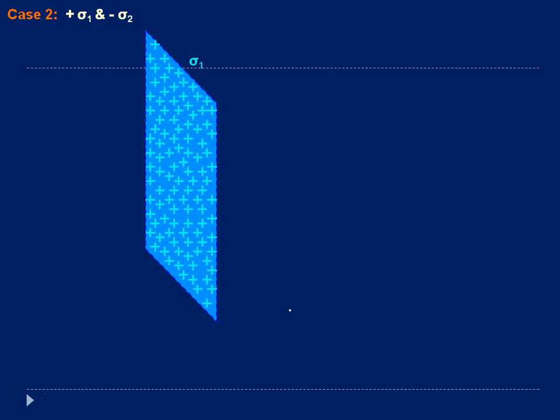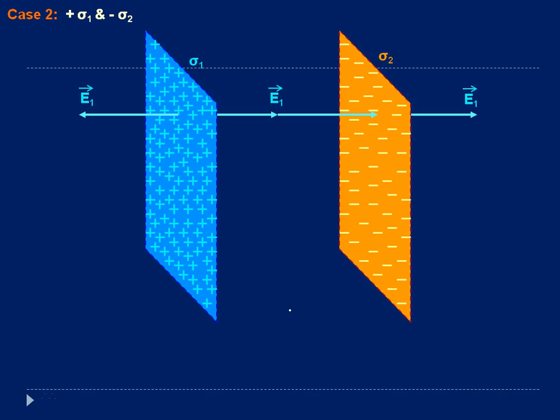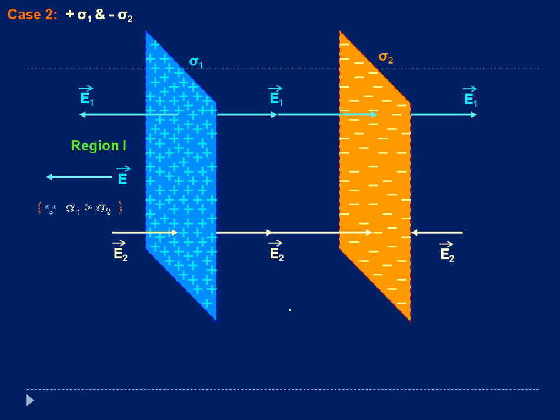Like this. If I say the next situation, this is plate 1, and this is the electric field due to plate 1, away from the plate. This is negative charge. All of you know the electric field will be towards the plate. Again we take region 1, and if sigma 1 is greater than sigma 2, all of you will say the direction is leftward. In region 2 also, in region 3 also.